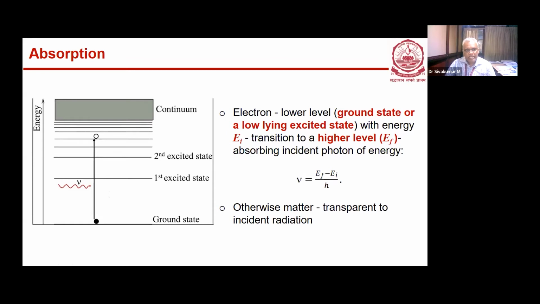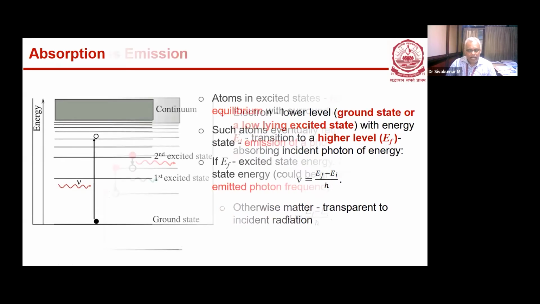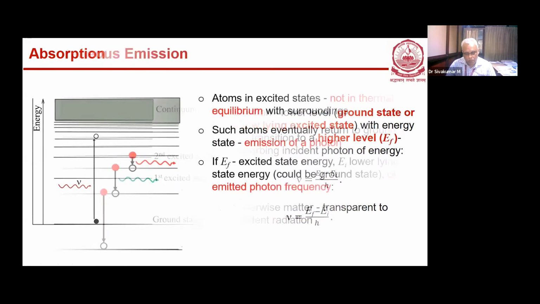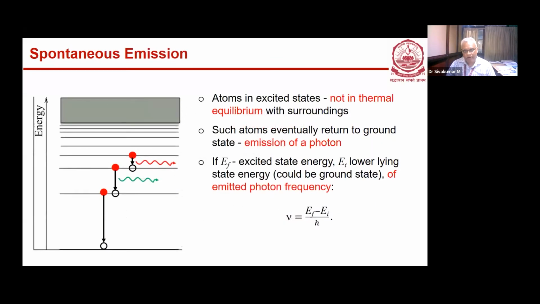Then the next thing is spontaneous emission. Once the electron absorbs energy and goes to the higher level, it cannot stay in the higher level forever because it is a non-equilibrium condition. So it has to come back to the ground level. Then only the equilibrium will be reached. In order to come back, let us see this energy level diagram.